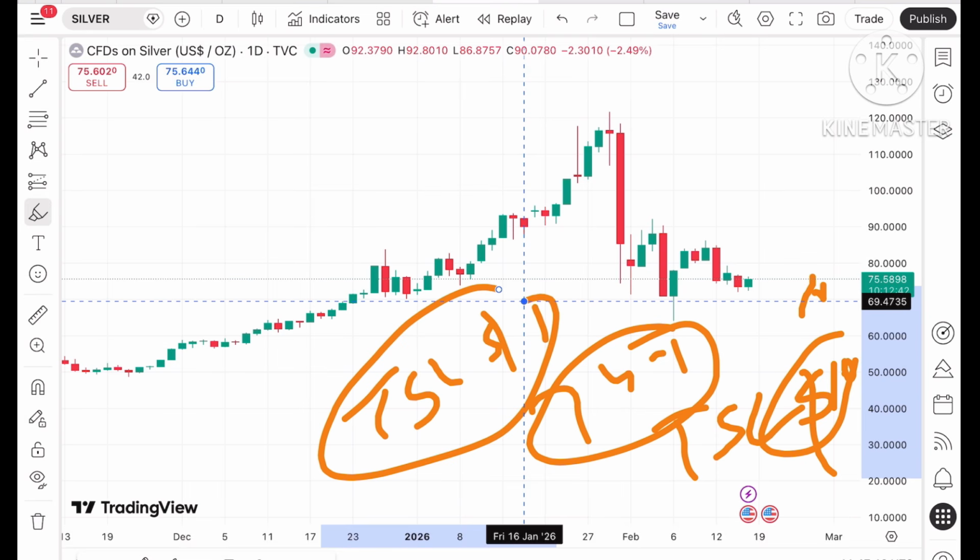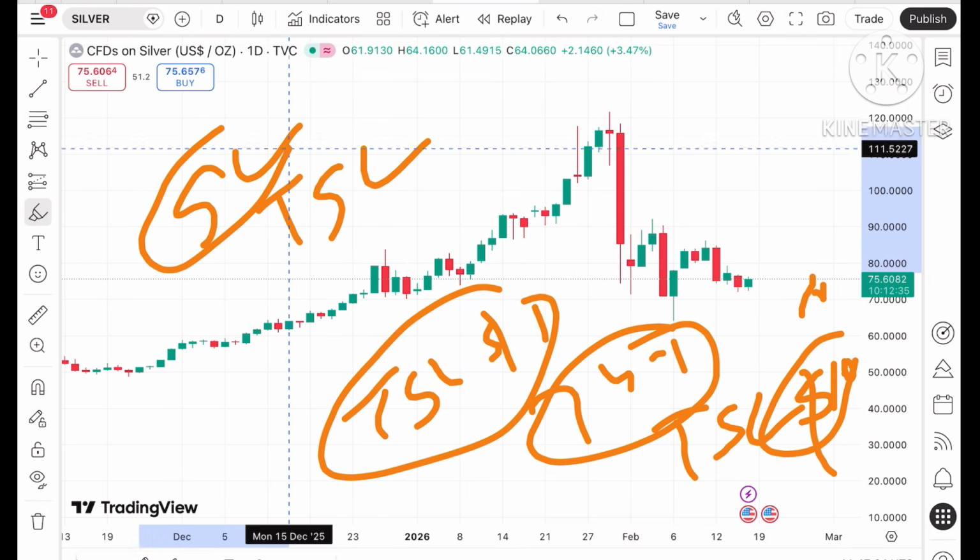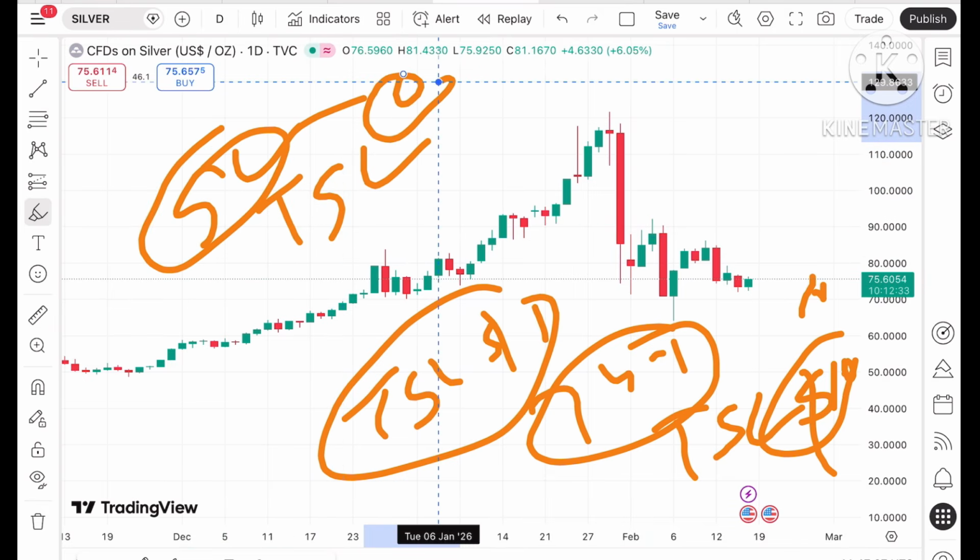And understand, if you are patient and following proper emotional stability and trailing SL as well as putting SL while you are trading, then there is a probability that you can increase your capital or reduce your loss.